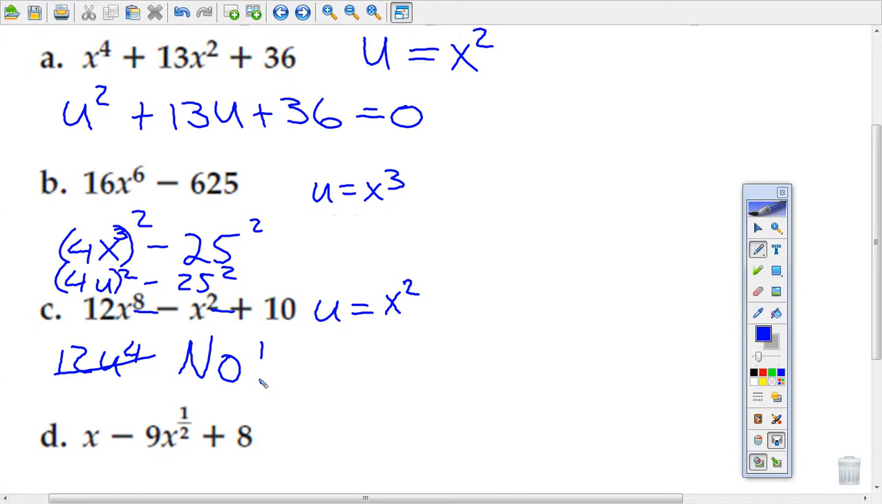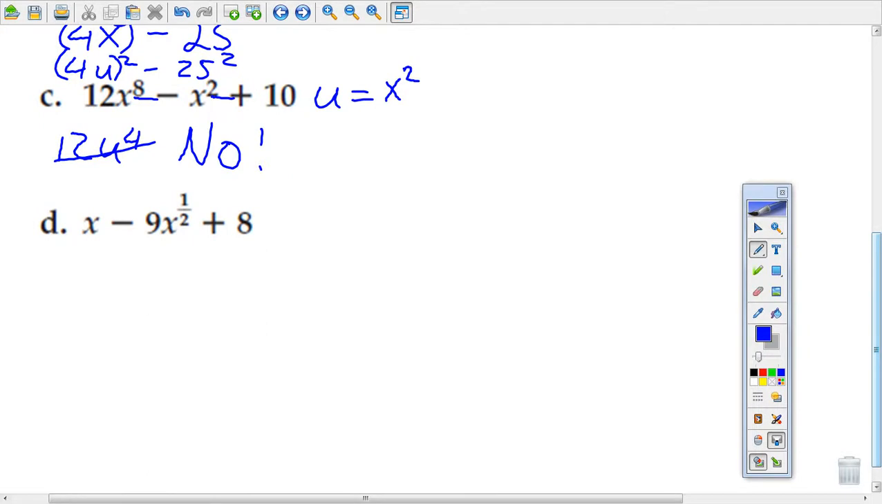So can we do the same thing with a radical? This one, d. Well, if I was going to have a u substitution, what should I make u equal? Remember, you look at that second term. So can I make u equal to x to the 1/2 power?